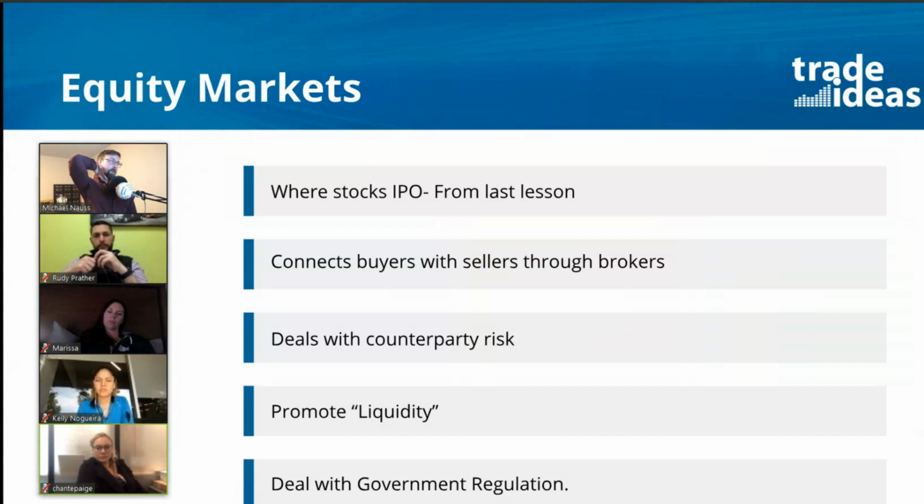The other thing they do is they promote liquidity, which we can get talking about when we talk a little bit more about fees. But essentially, what liquidity is, when you go to buy something, is somebody there to sell, and vice versa. When you go to sell, someone's there to buy.